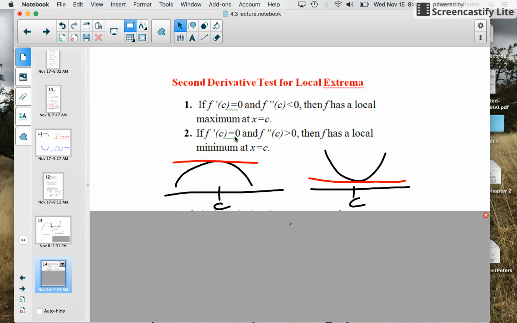If our first derivative is 0 and our second derivative is positive, that tells us the graph is concave up. So it's got a minimum. You can always think of it as concave down, like down is negative. A negative second derivative means it's concave down. Concave up, up means positive. So a positive second derivative means that it's concave up.